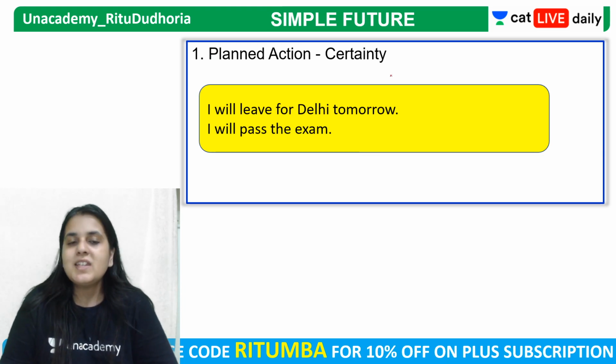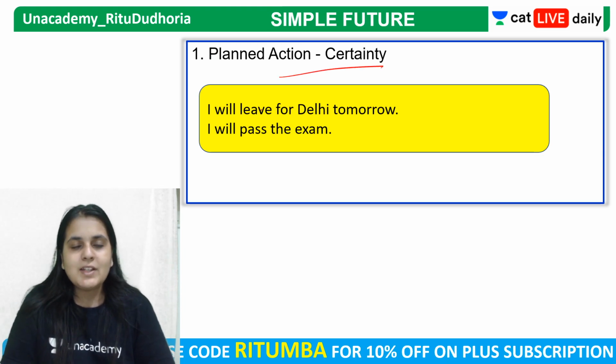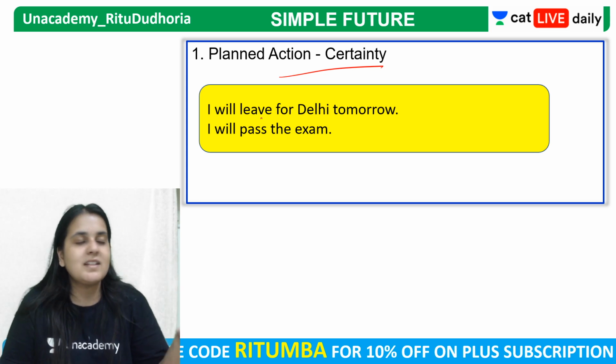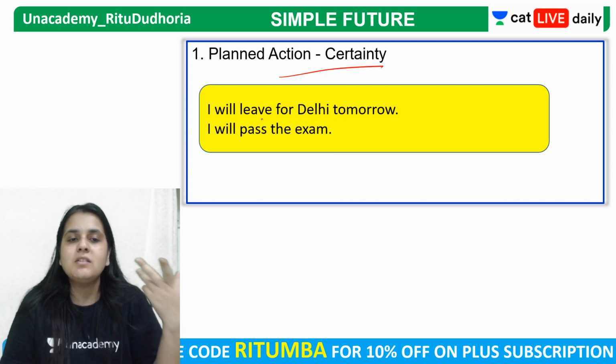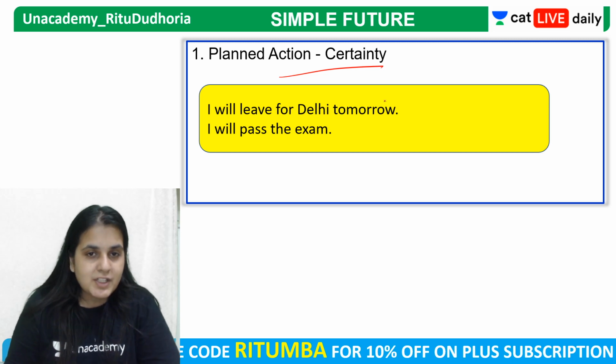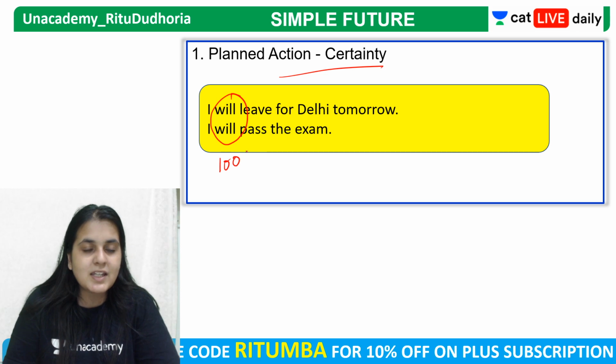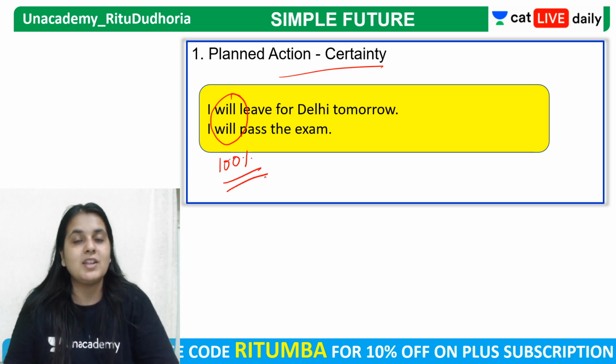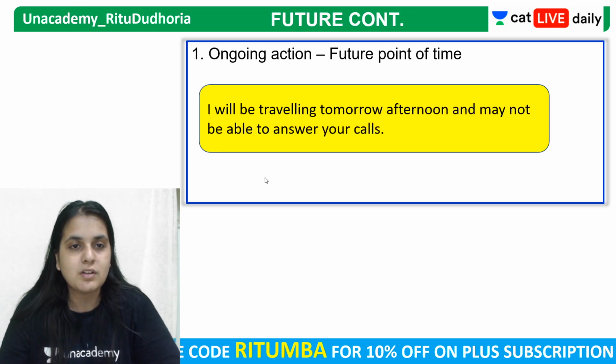Simple future is very simple. Planned action, I will leave for Delhi tomorrow, next year, next day, 10 janmo ke baad, whenever you want to use it. There's no rule like near future. I will leave for Delhi tomorrow, and will hai to it expresses a degree of certainty. Yeah, it expresses a degree of surety that you're 100% sure about it.